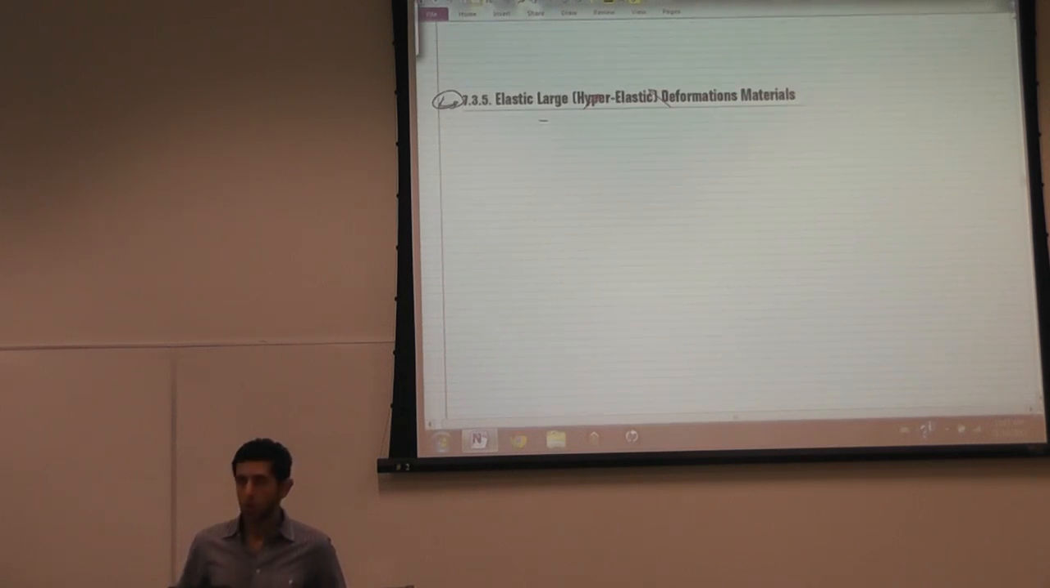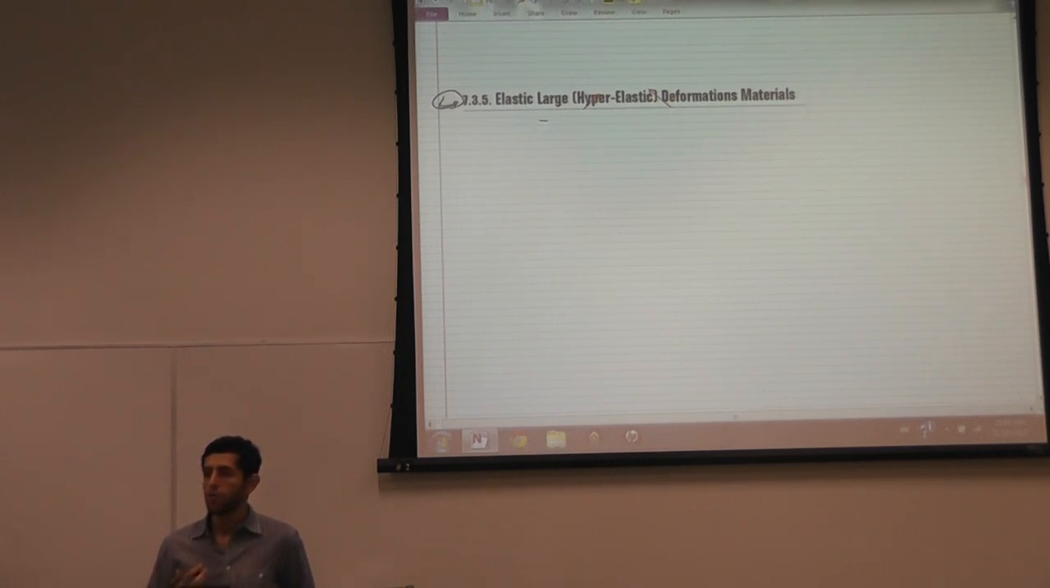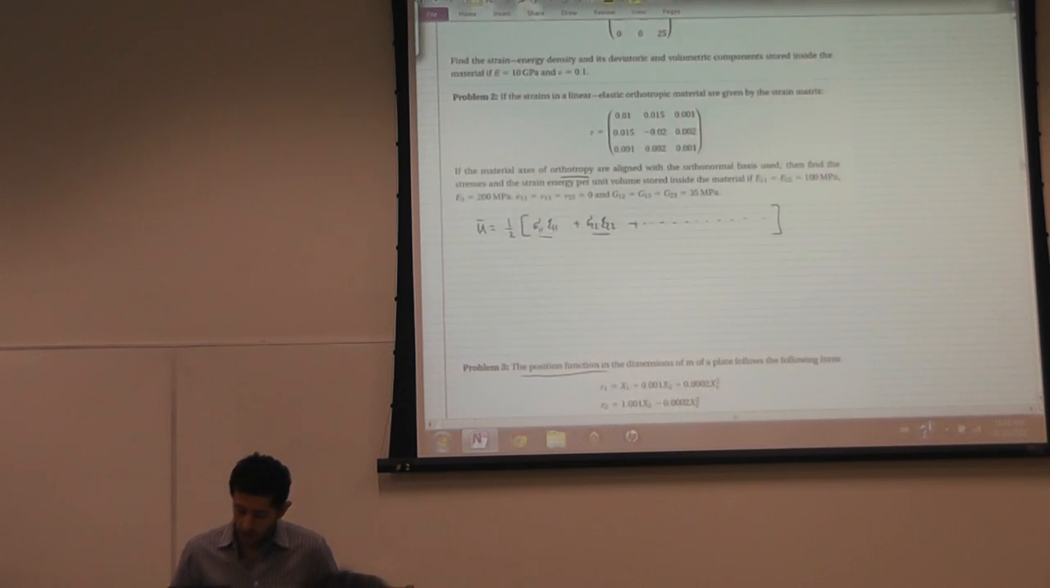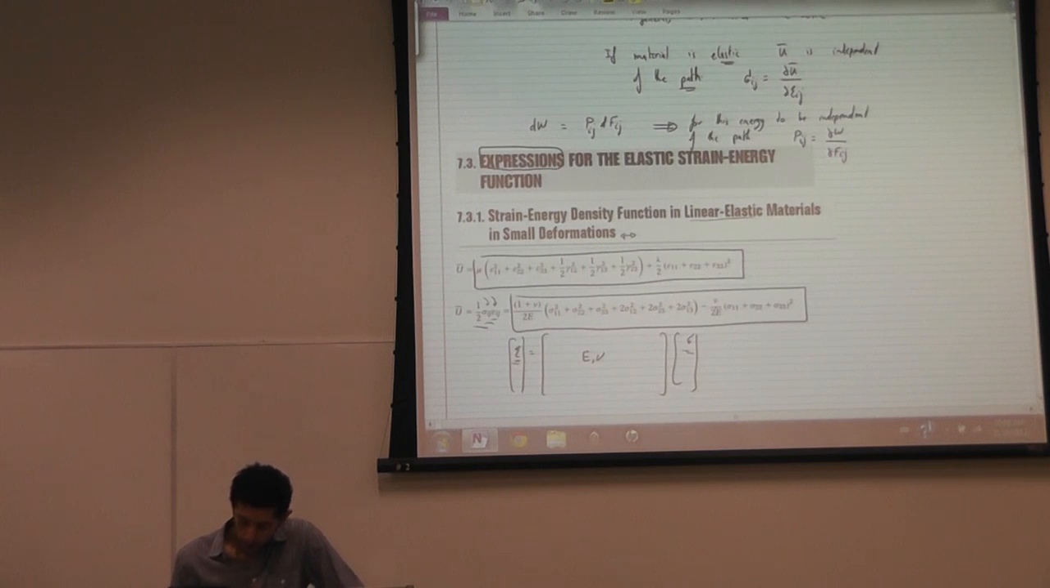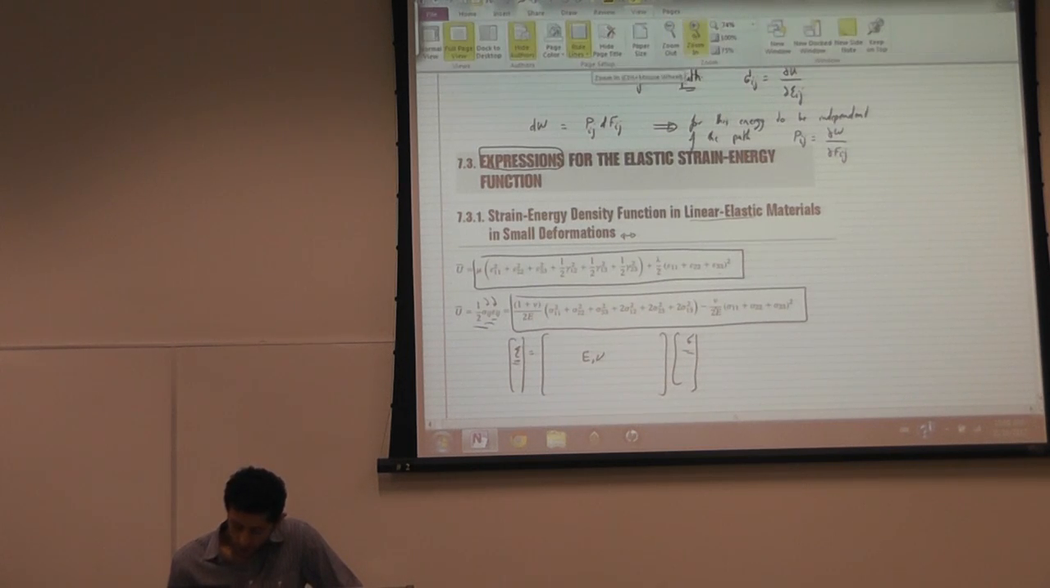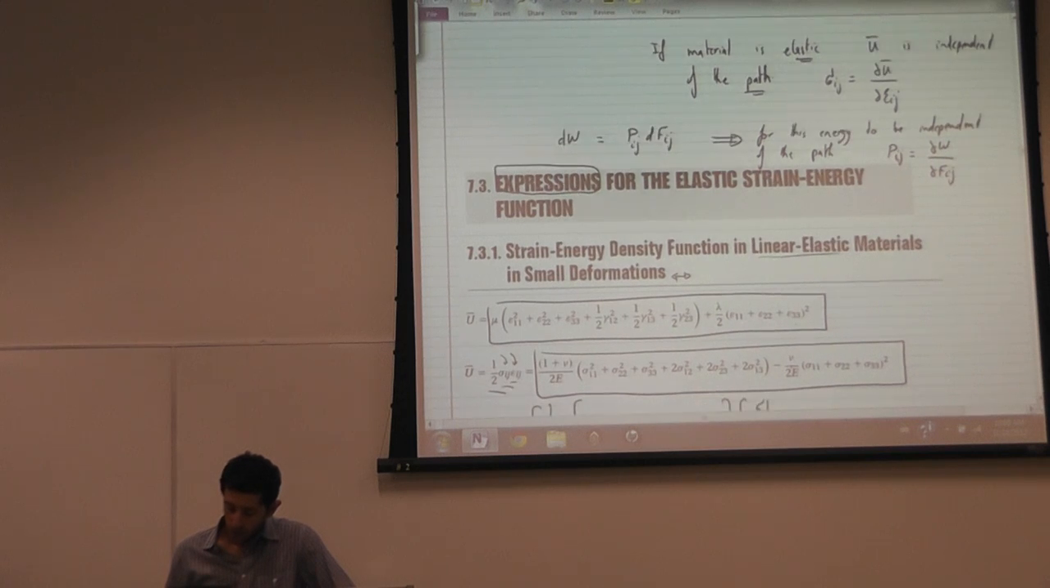So in the next section, we're going to investigate what other forms of energy functions we can use. Because so far, the only form that we have shown is what we call a parabolic form. It's a parabolic form because the energy is equal to the stress squared or the strain squared.